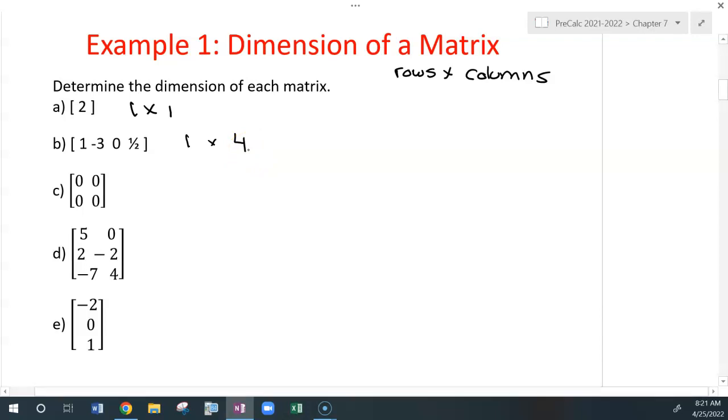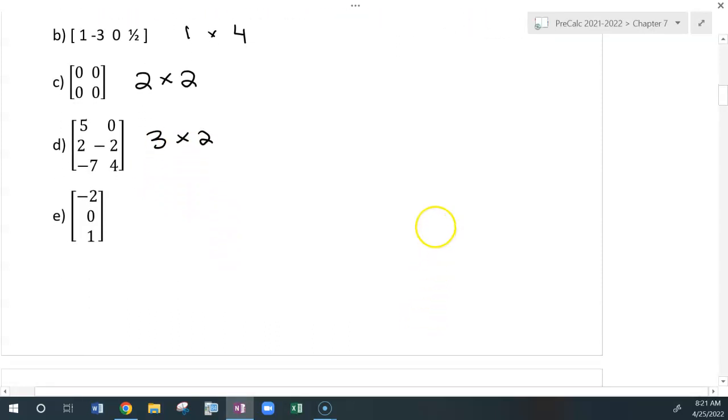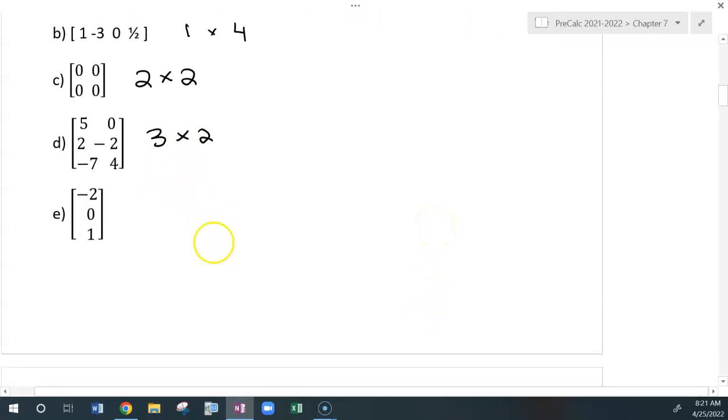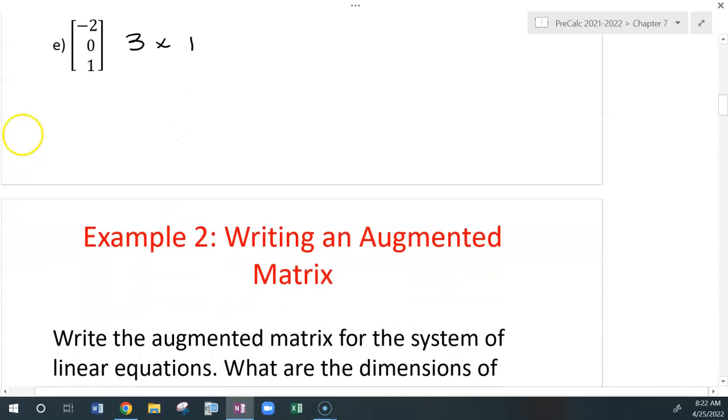C, now I've got 2 rows and 2 columns. That's the 2 by 2. And then D, I have 3 rows and I have 2 columns. So that's a 3 by 2. Last one, we've got 3 rows and we have 1 column. So 3 by 1. The easiest way to do this is just remember rows goes first.